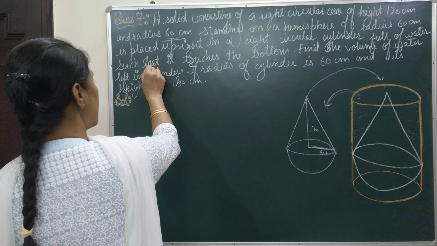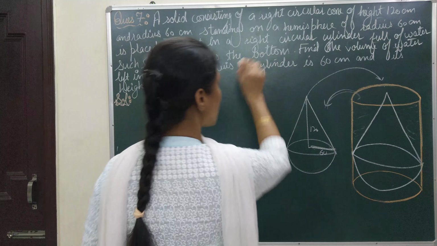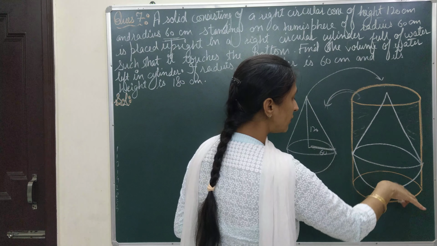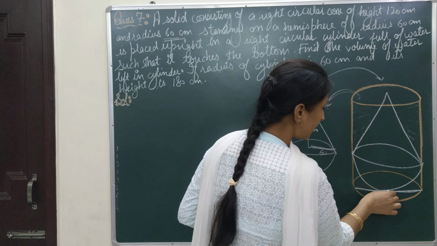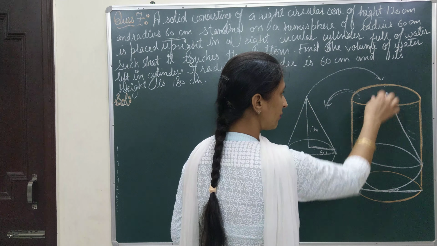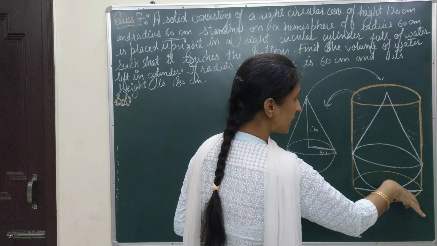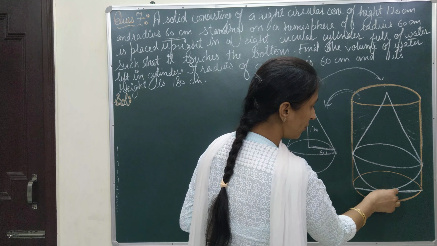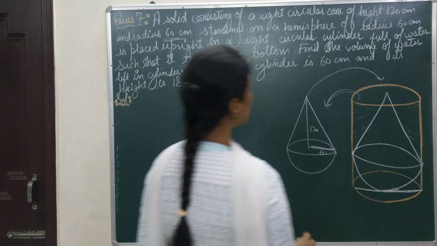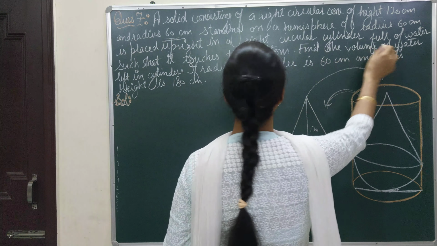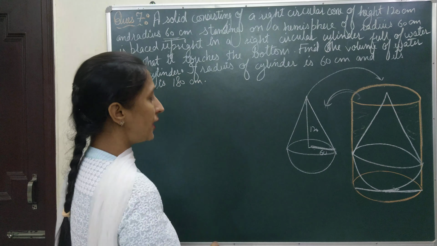Next they are writing that such that it touches the bottom. When it is placed in the cylinder, it goes down and it touches the base, or you can say the bottom, of the cylinder. Next is, find the volume of water left in the cylinder.